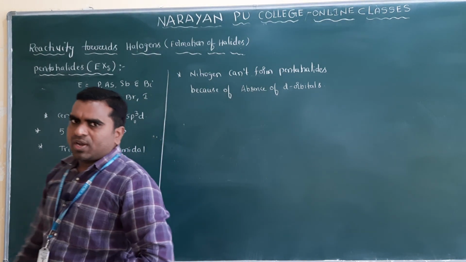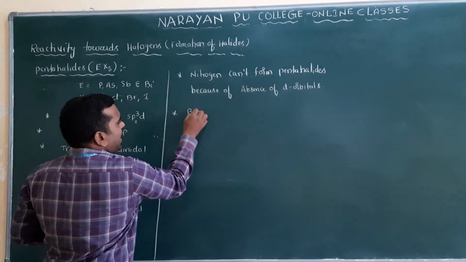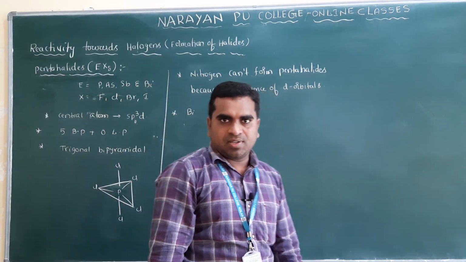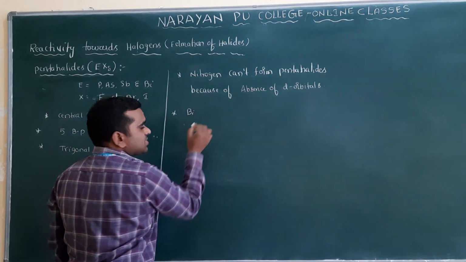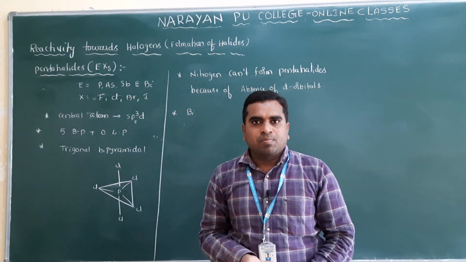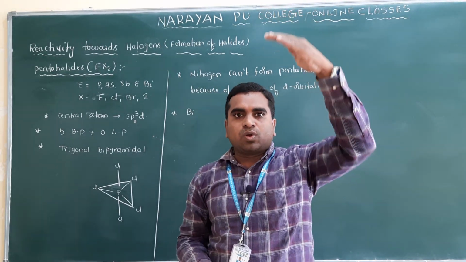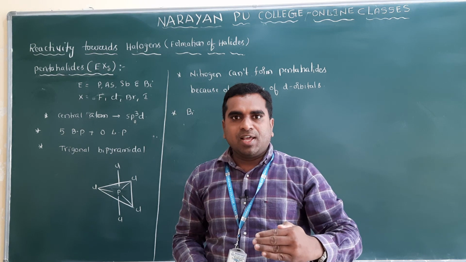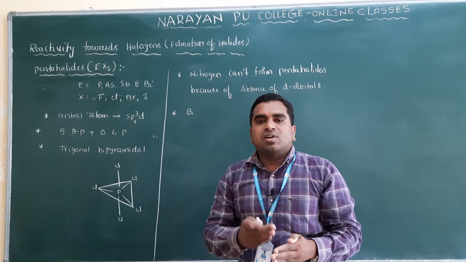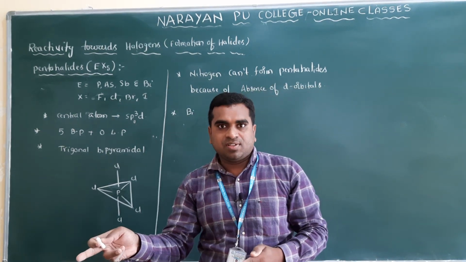Clear? Next point here: bismuth has less tendency to form the pentahalides. Why does bismuth have less tendency to form the pentahalides? We have already discussed this. If you are moving from nitrogen to bismuth, bismuth will form 3 bonds instead of 5 bonds.